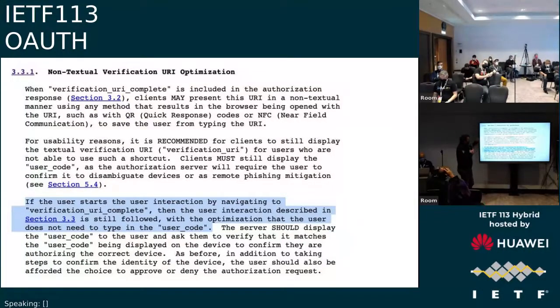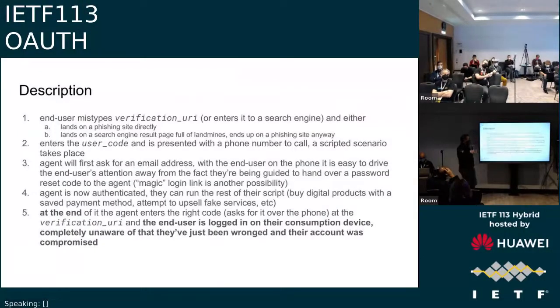Before I go into why that is important, this non-textual thing was brought into the RFC as an optimization. We have text there saying that with the optimization, the user does not need to type in the user code. The bigger optimization actually is that they don't need to type in the actual URL. Let's walk through why. Imagine that the end user mistypes the verification URI, the URL that I was told to go to. Or I just entered it into a search engine, because that's a thing now where the URL bar is overloaded with multiple functions, meaning that I will either land on a phishing site directly, if it's a well-known provider of this device login, or I will land on a search engine result page full of landmines, paid ads, and search engine optimized phishing sites.